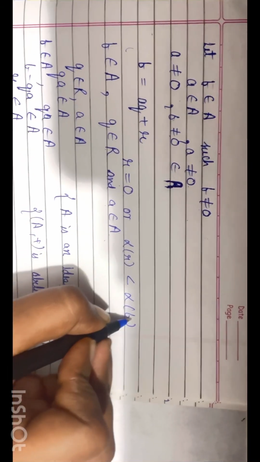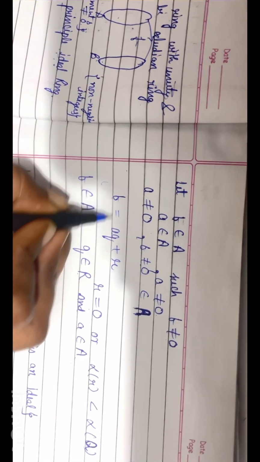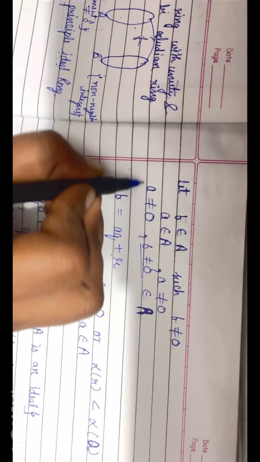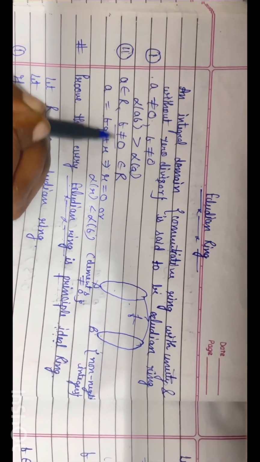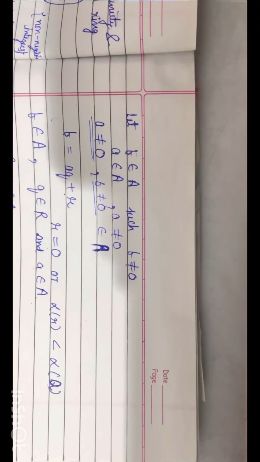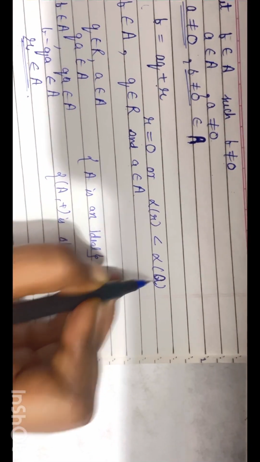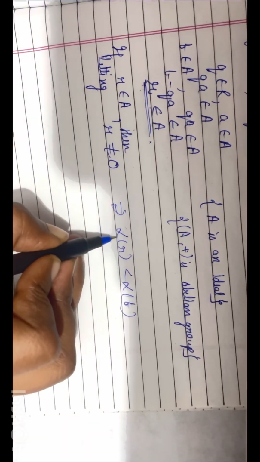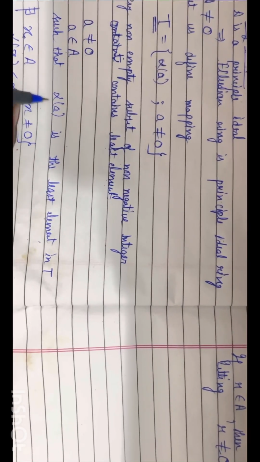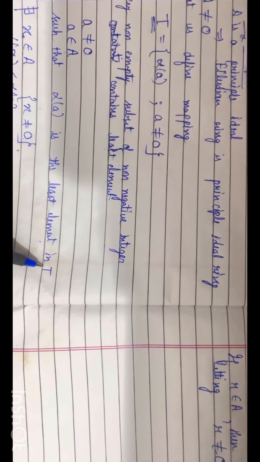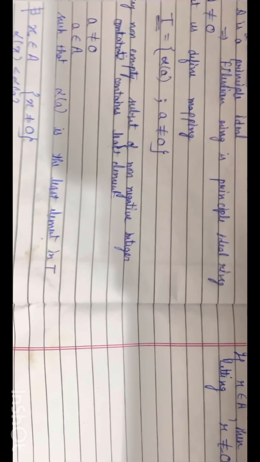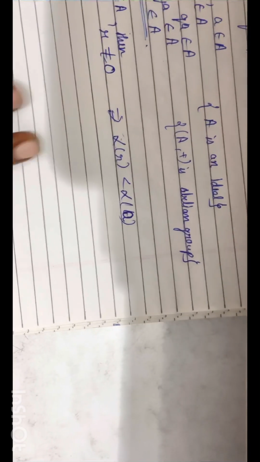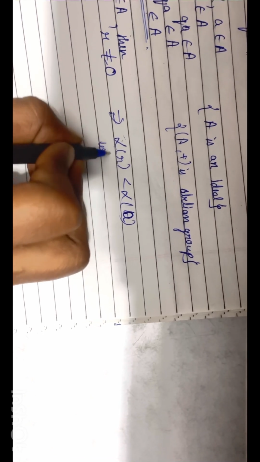There is a mistake here. a will be taken because in this statement b is equal to aq plus r and a does not equal 0. Here a is equal to bq plus r but b does not equal 0. So the condition will change like this: alpha of r is less than alpha of a. But we already took that alpha of a is the least element in T. That means there exists no element in A whose mapping is less than alpha of a. It means this condition is a contradiction.